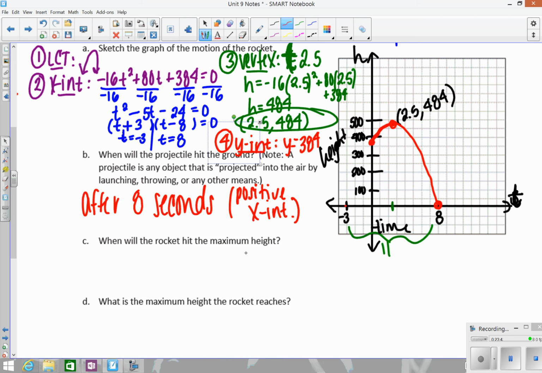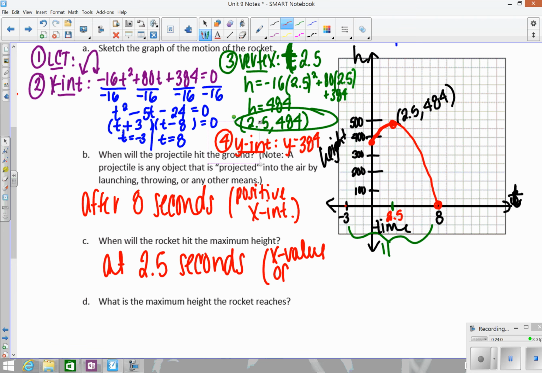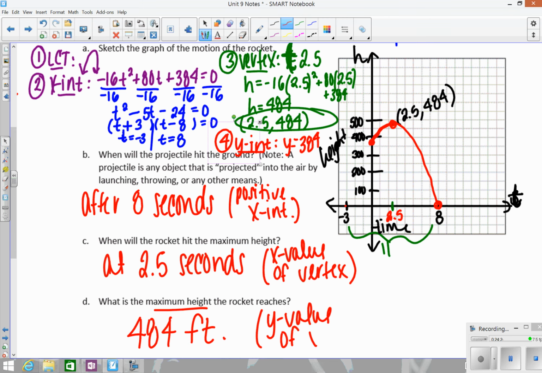When will the rocket hit its maximum height? Well, it'll be at this point. This is the maximum height, which is at 2.5 seconds. And again, this is going to be the x value of the vertex. What is the maximum height is what's the y value now. So how high is it? Well, it's 484 feet in the air. So this is always going to be the y value of the vertex.